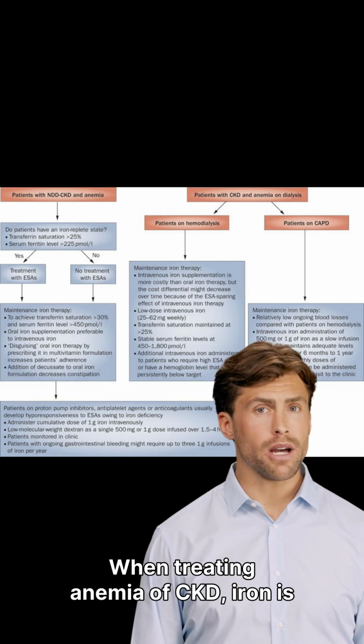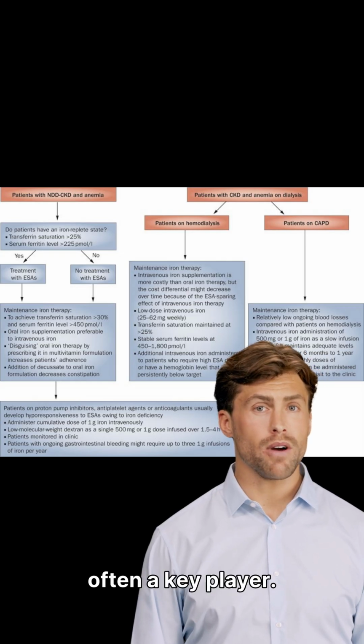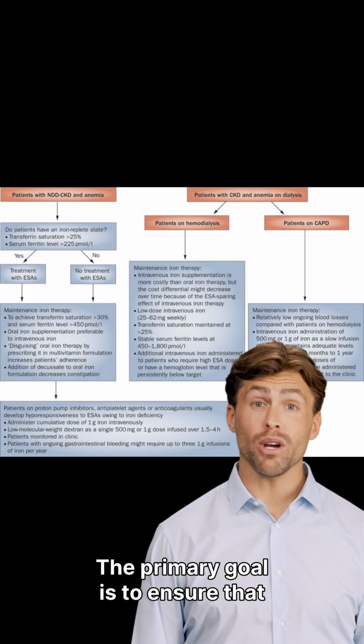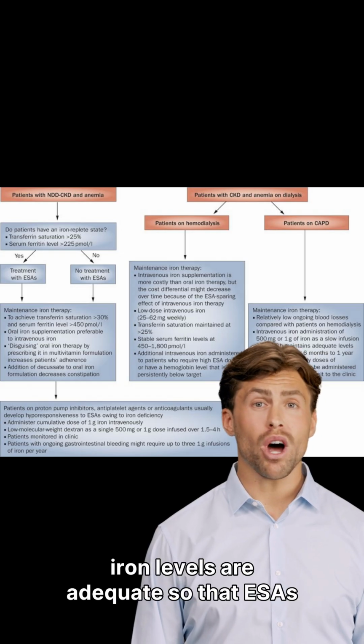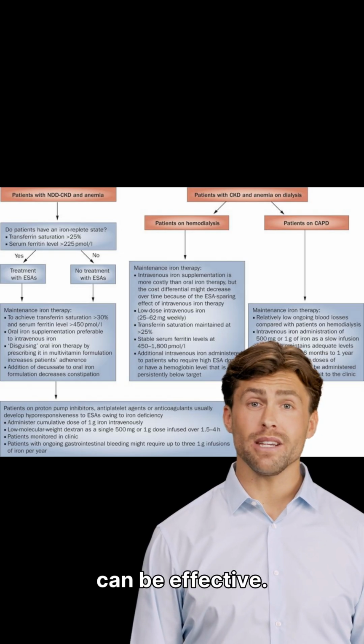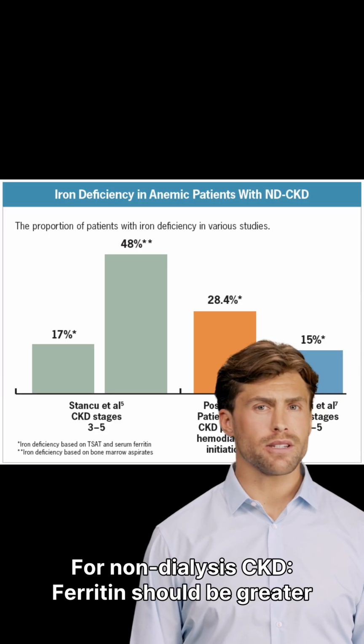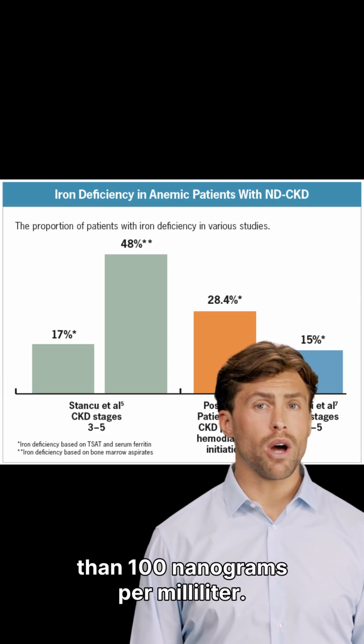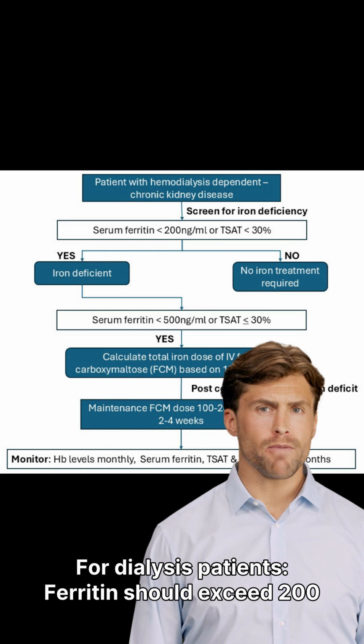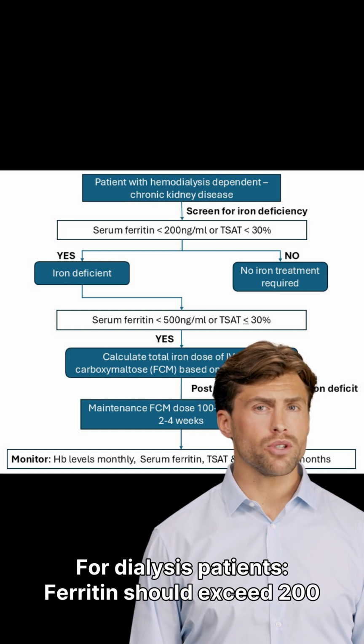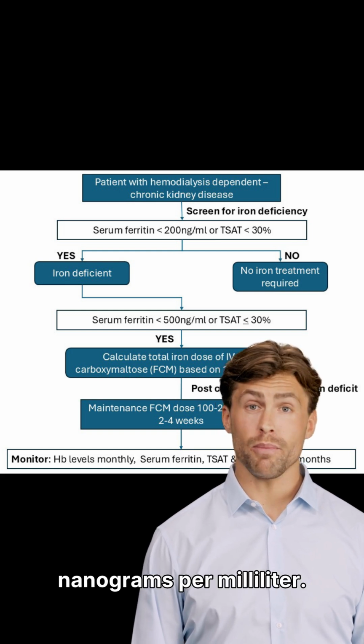When treating anemia of CKD, iron is often a key player. The primary goal is to ensure that iron levels are adequate so that ESAs can be effective. For non-dialysis CKD, ferritin should be greater than 100 nanograms per milliliter. For dialysis patients, ferritin should exceed 200 nanograms per milliliter.